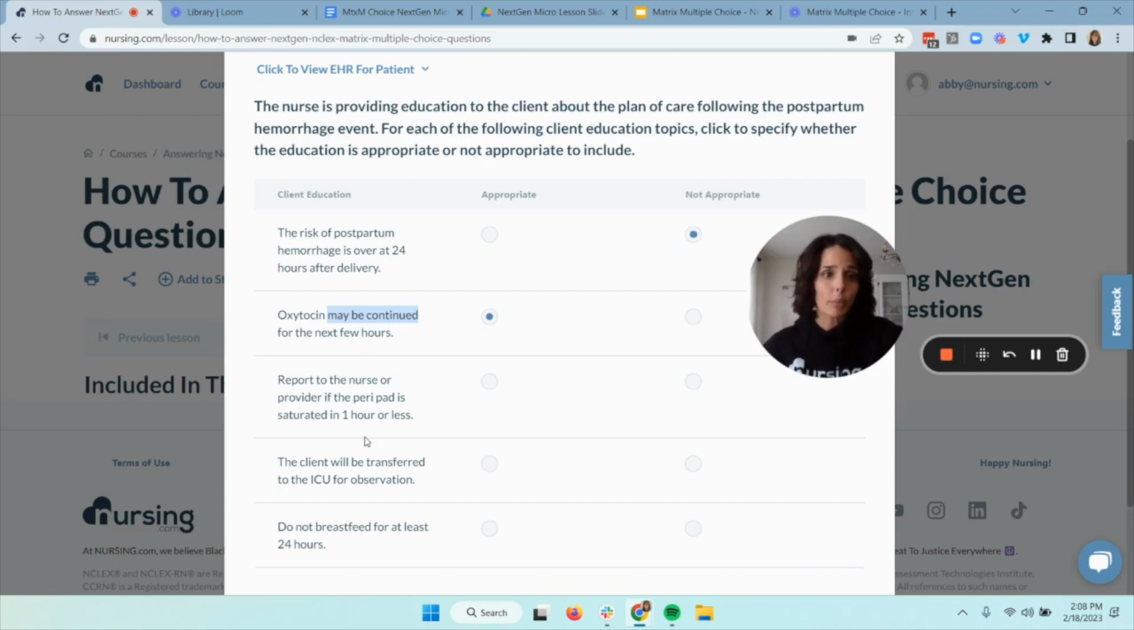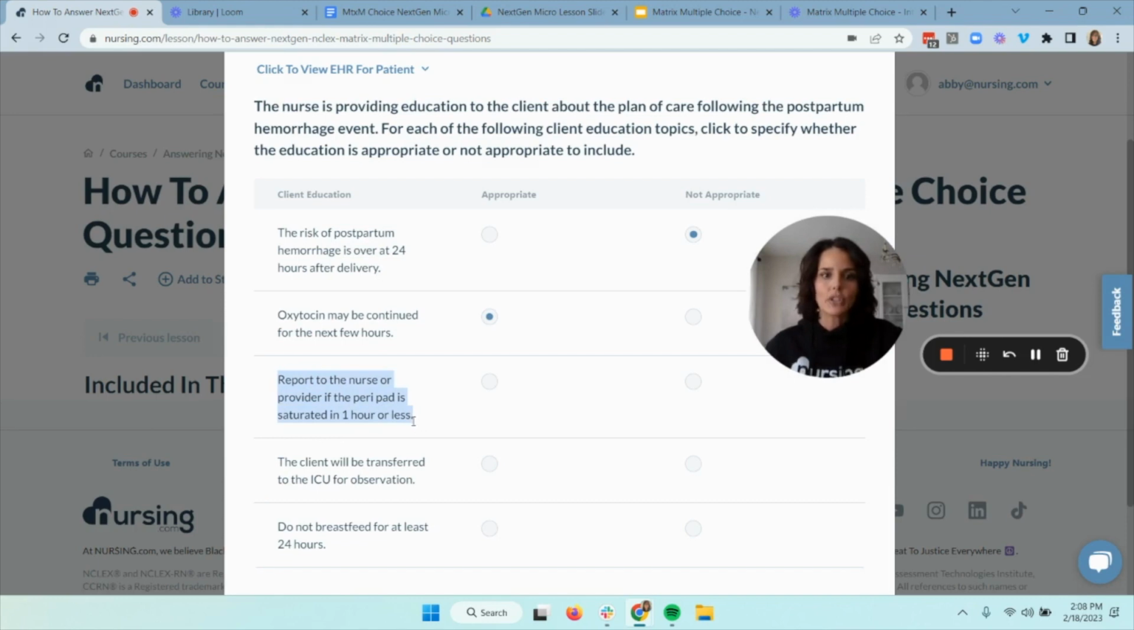The next one says, report to the nurse or provider if the peri-pad is saturated in 1 hour or less. Now, I love this question. I know we just talked about how no use of absolutes, but this is really appropriate.